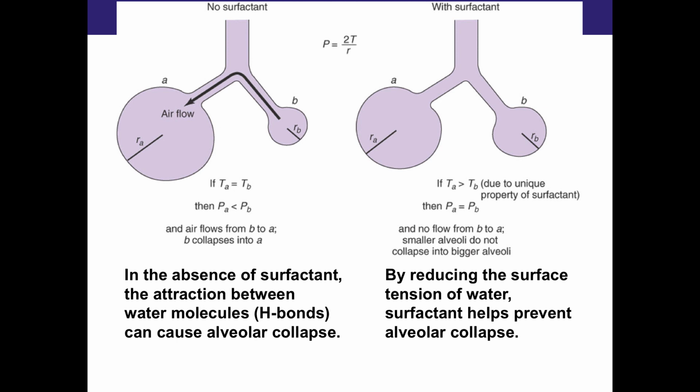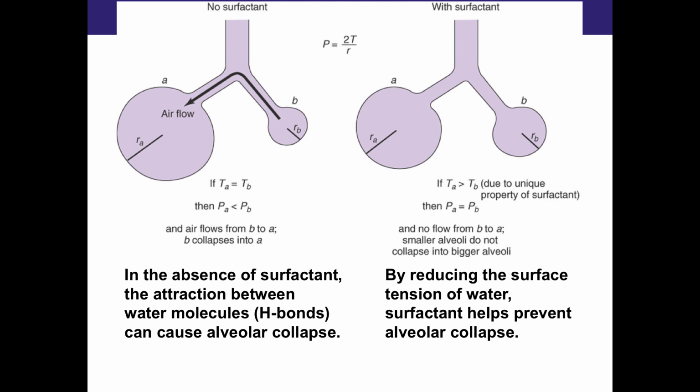But with surfactant, it causes the surface tension to be lower in the smaller alveoli. That tends to equalize the pressure, and now you don't get alveolar collapse. So it allows for more alveoli to stay open when surfactant is present.